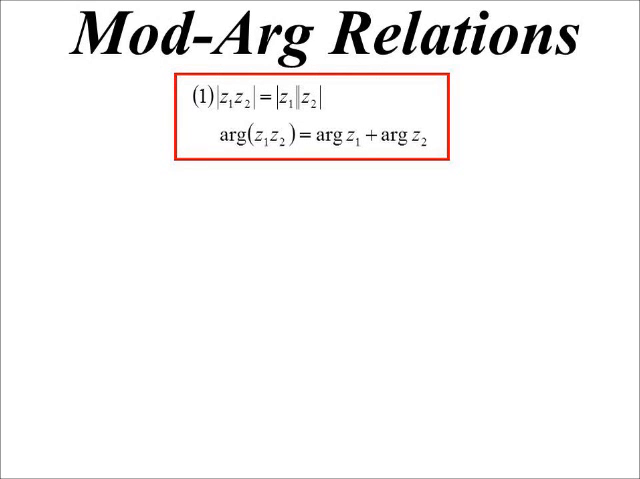Well, how do we play with it when it's in Mod-Arg form? How do we multiply, divide? What are the relationships? Okay. The modulus: if you've got 2 complex numbers and you want to multiply them together, it doesn't matter which order you do it in. You could multiply first, then find the modulus of the new number, or you could find the moduli, that's the plural of modulus, of both individual numbers and then multiply those together. You'll get the answer either way.